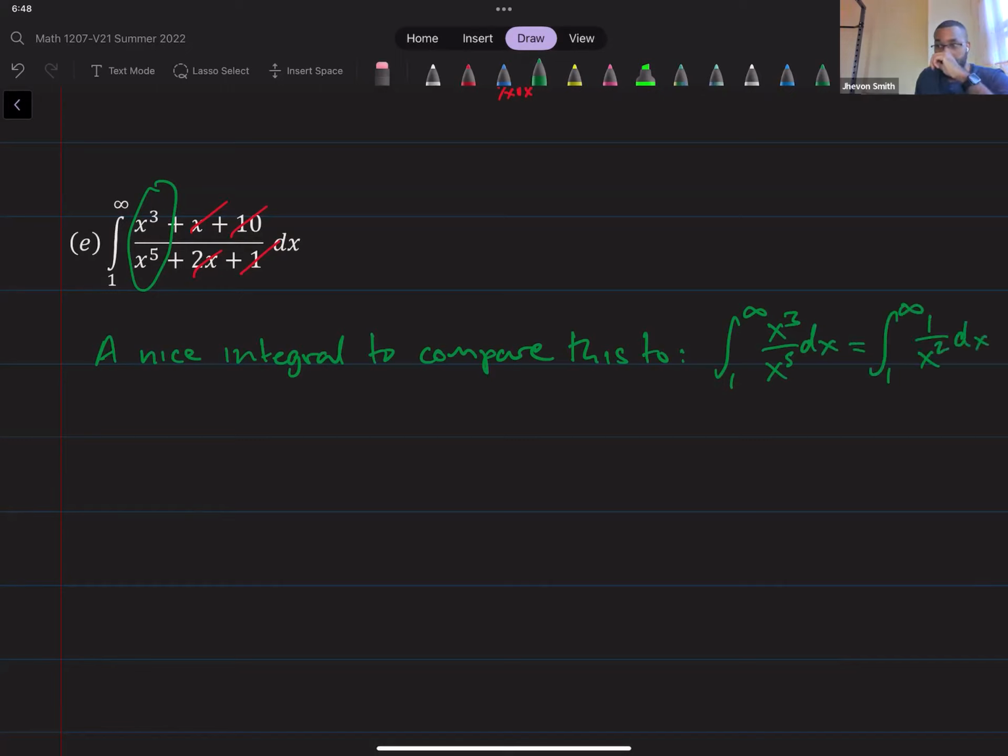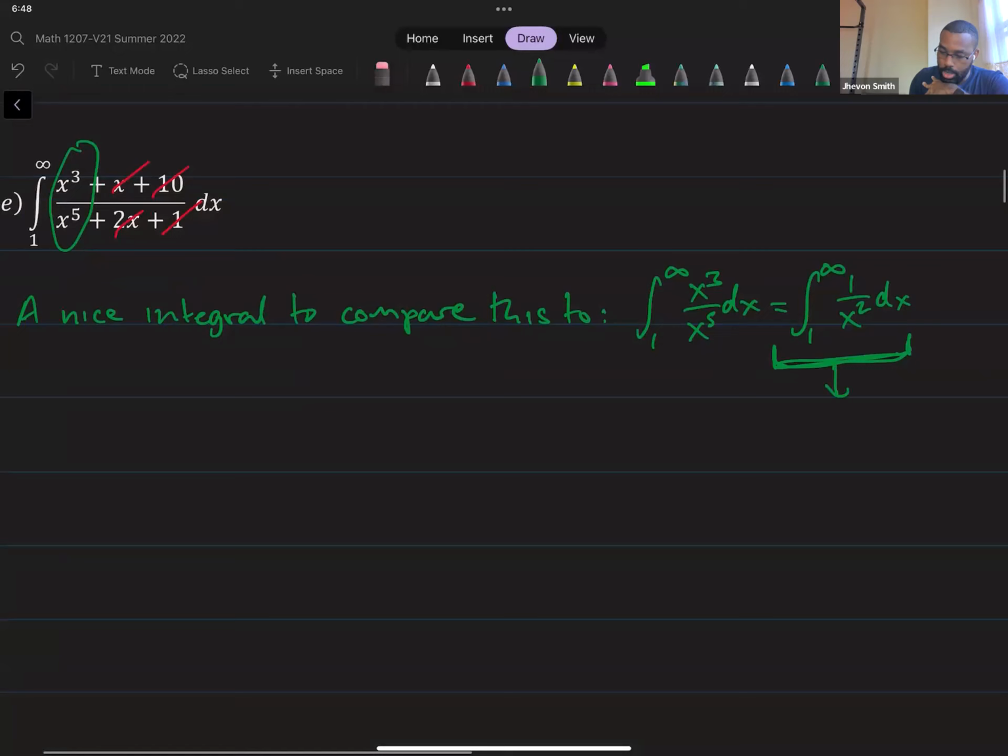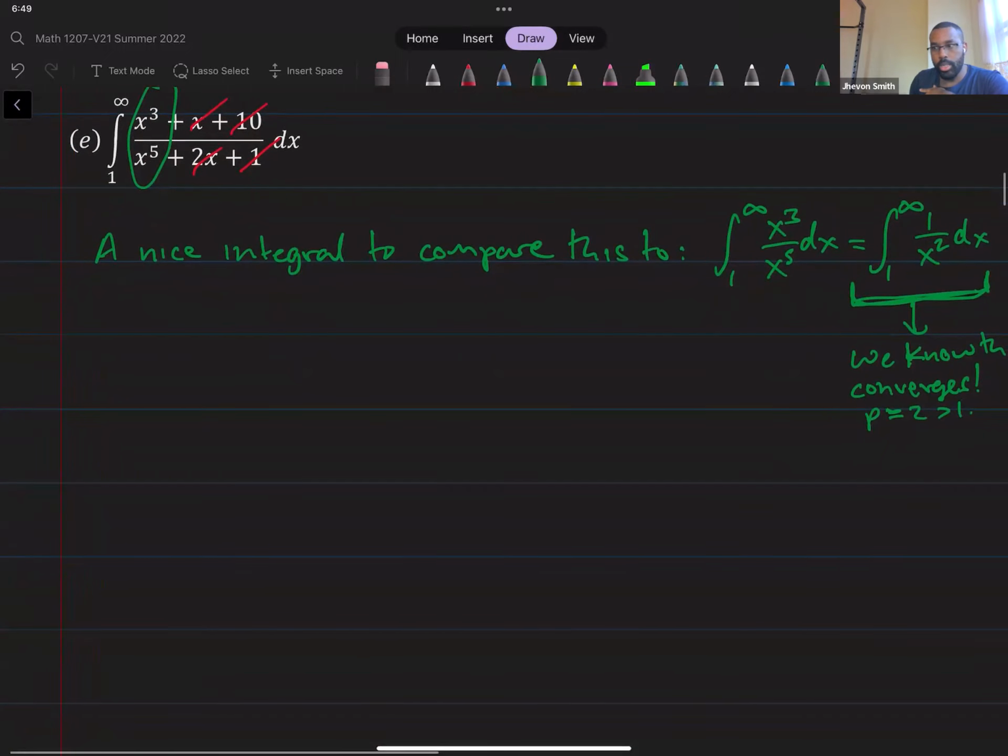Now, the nice thing about this is that we have a theorem that will tell us whether this converges or not. And we know this converges, because our p equals 2 is greater than 1. So actually, no, that converges. So that's the first thing.